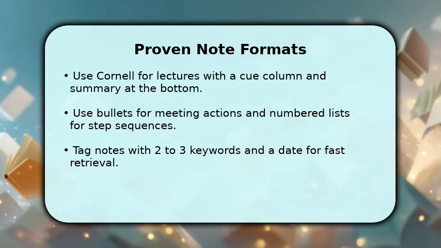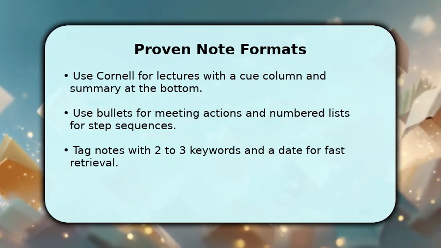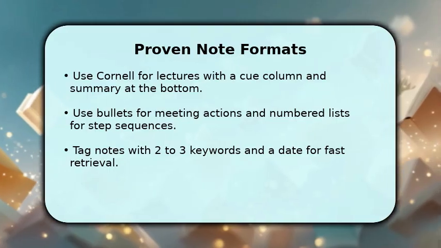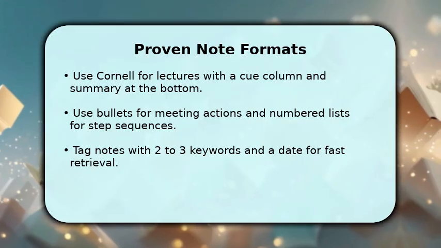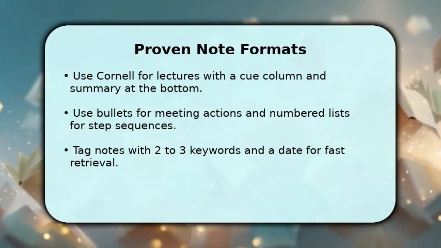Use Cornell for lectures with a cue column and summary at the bottom. For meetings, use bullets for actions and assign owners and due dates. Use numbered lists for procedures and step sequences to preserve order.